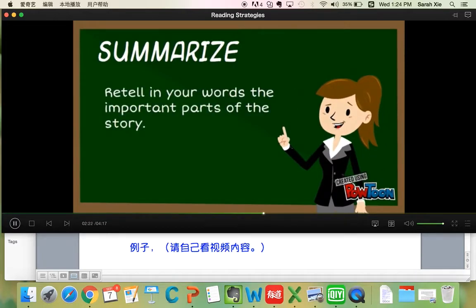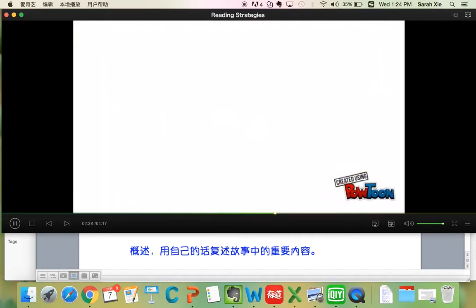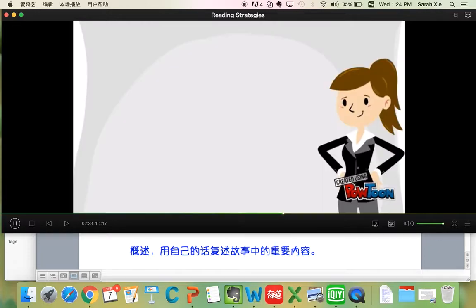Summarize means to retell in your words the important parts of the story. Summarizing means like, okay, what was the story about? And then I tell the whole story in my own words.